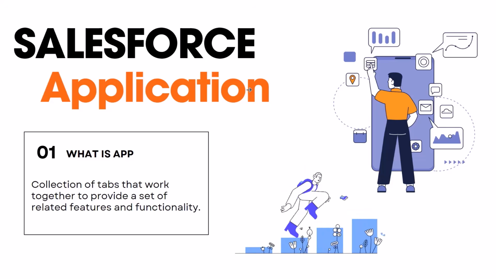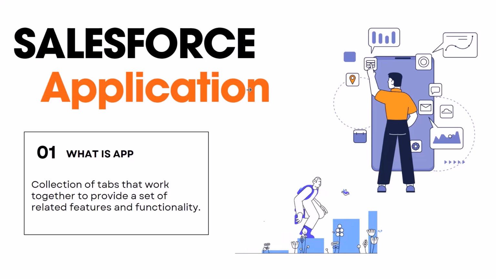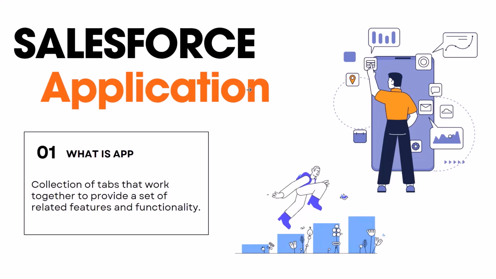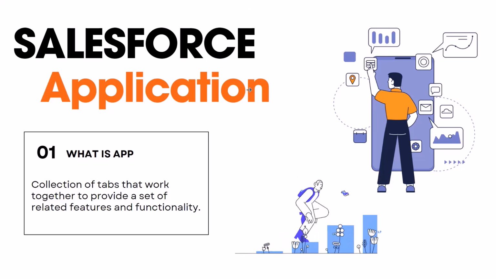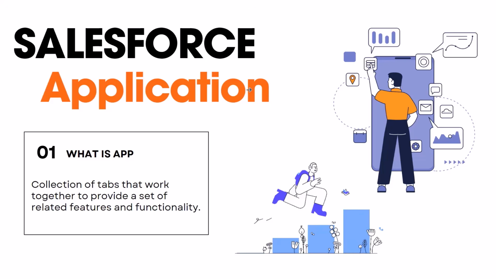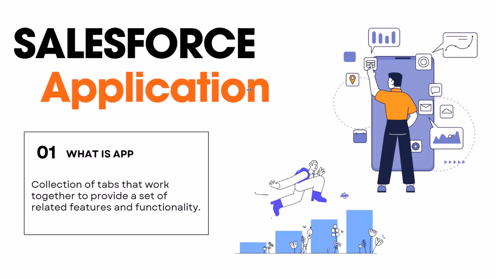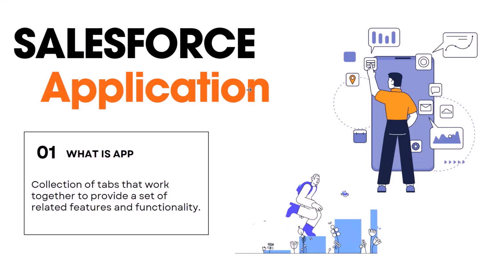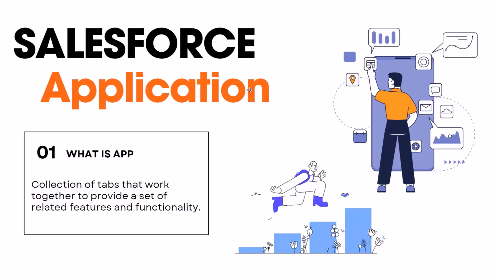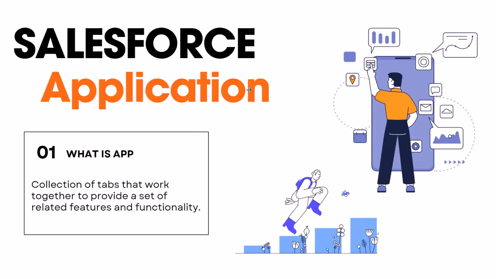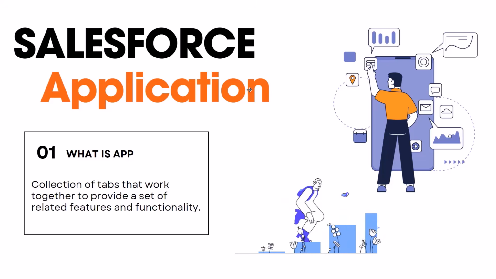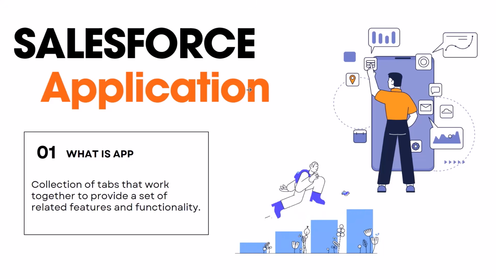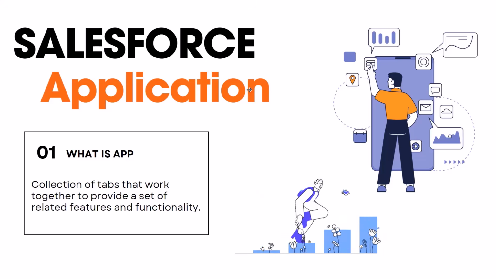So let's first understand what we mean by an app in Salesforce. An app in Salesforce is a collection of tabs that work together to provide a set of related features and functionality. In simple terms, you can consider this app as a database, and as I am saying it is a collection of tabs, you can consider the tabs as different tables inside this database. Okay, so now let's proceed and learn how we can create an app in Salesforce Lightning.